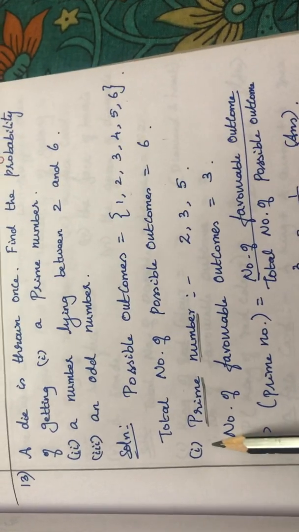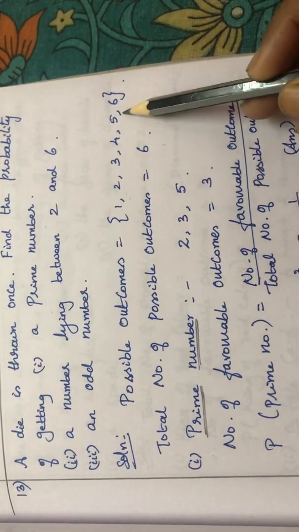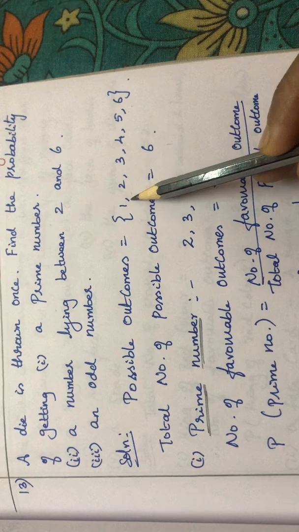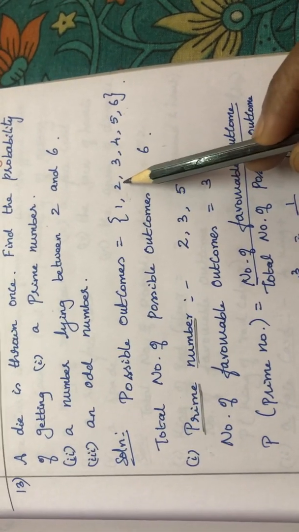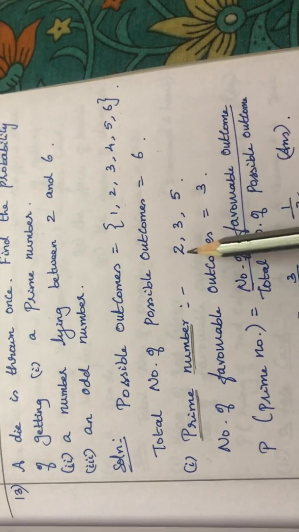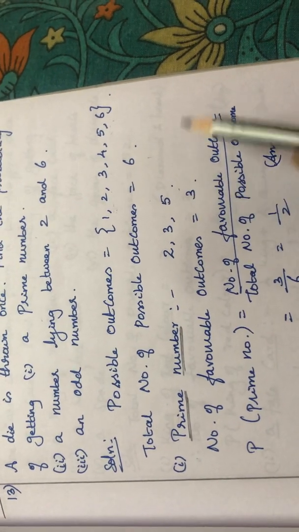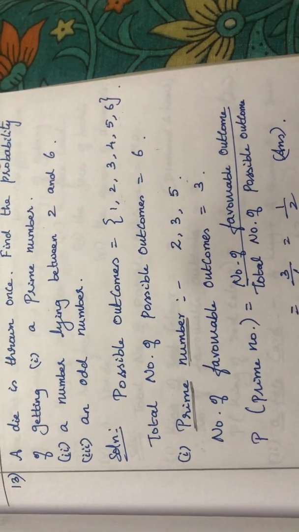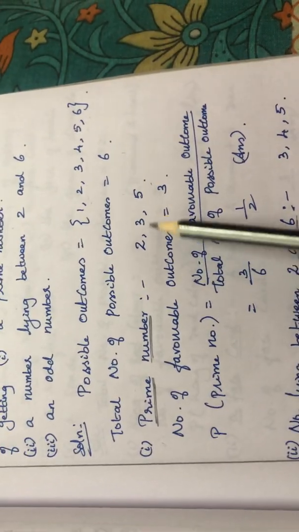First subdivision of your question, they are asking prime numbers. So what are all the prime numbers? 1 is neither prime nor composite, so you should not take 1. The prime numbers are 2, 3, and 5. Again, 1 is neither prime nor composite, so you should not write 1. Prime numbers: 2, 3, 5.